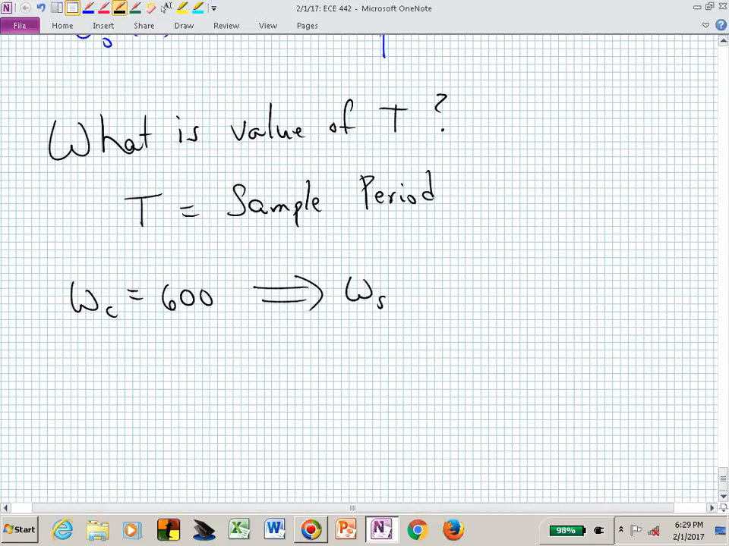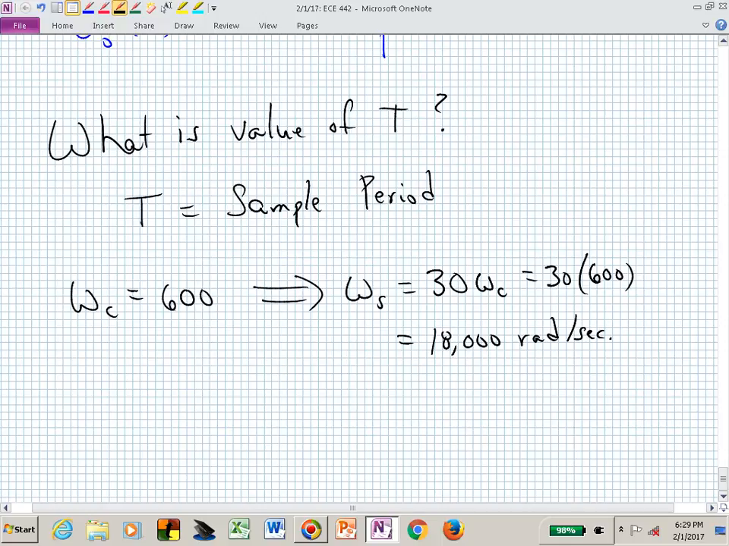What was our rule of thumb between the bandwidth, or the closed loop bandwidth, and the sample frequency? A rule of thumb, what was that? 30 times. So now we know what omega sub s is. It's 30 times omega sub c, or 30 times 600. And that's now 18,000 radians per second.